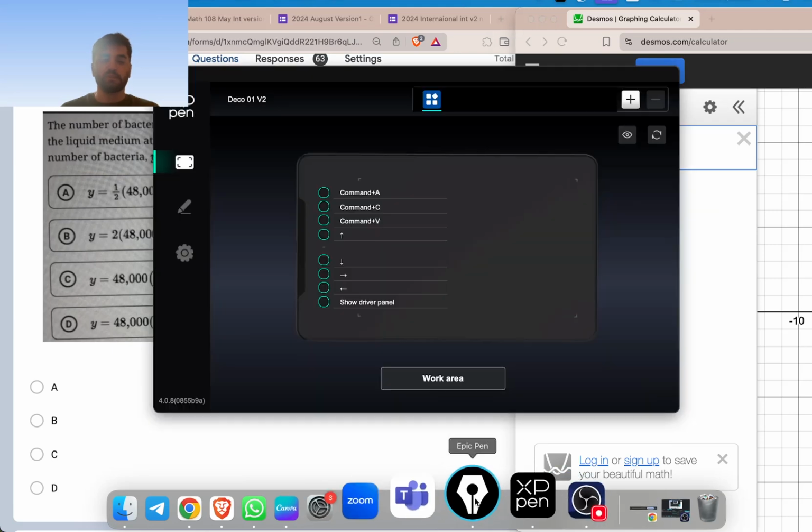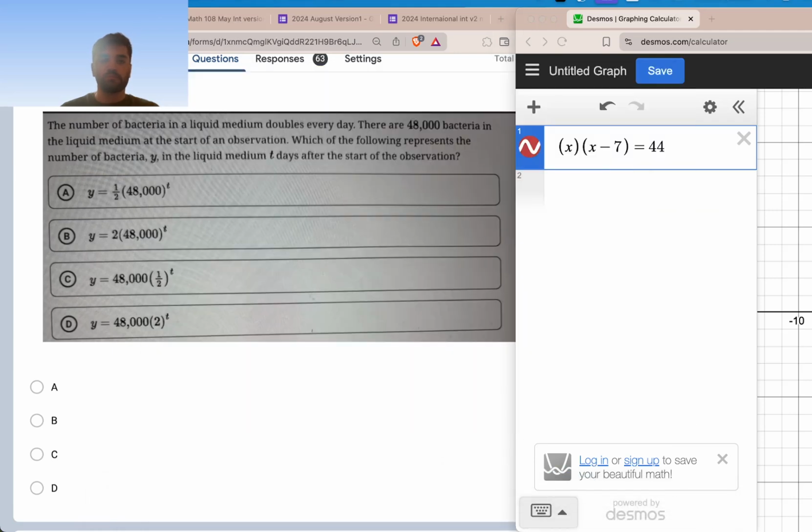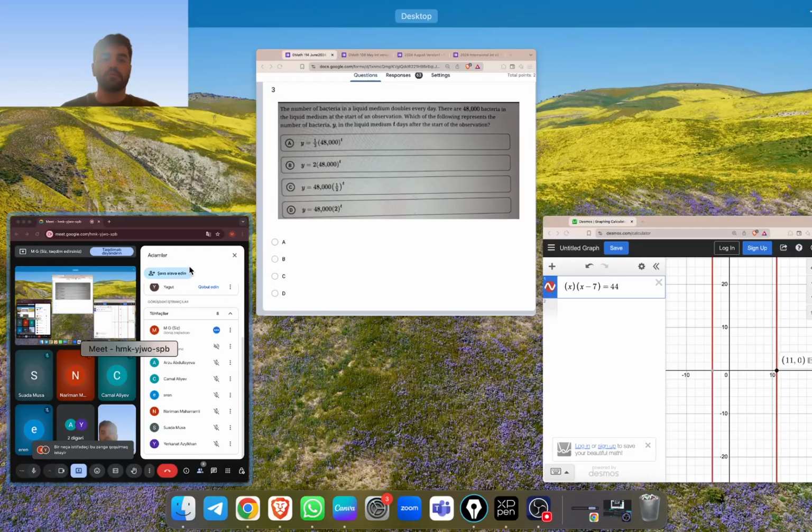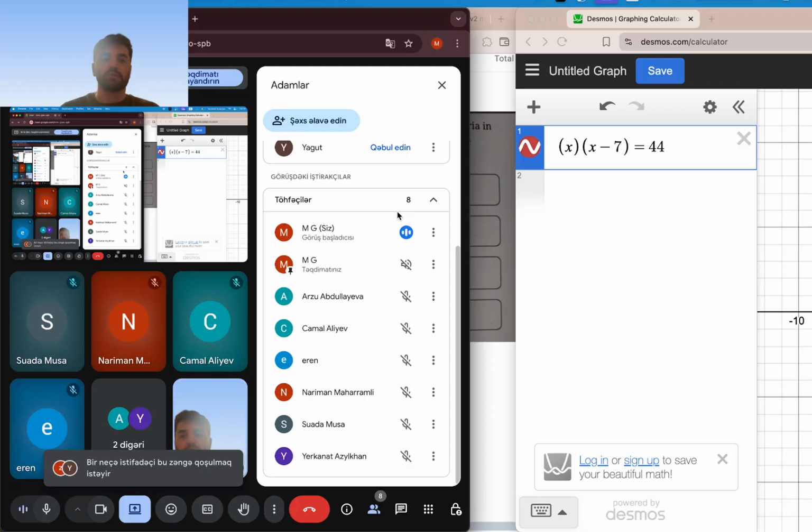Third one. Because it said double, it must be double here. D. C will be halves, and A and B are totally not correct.